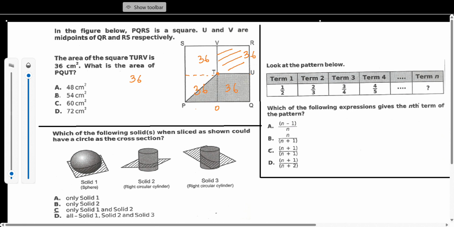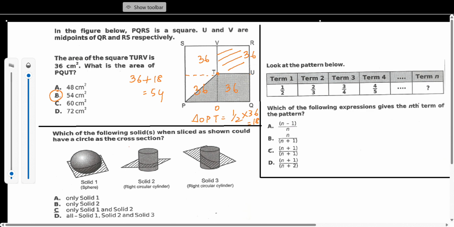So now 36 is the area of TUQ and this point may be O, and now triangle OPT should be half of 36, that is 18. So 36 plus 18, 54 will be the area of this particular shaded region.